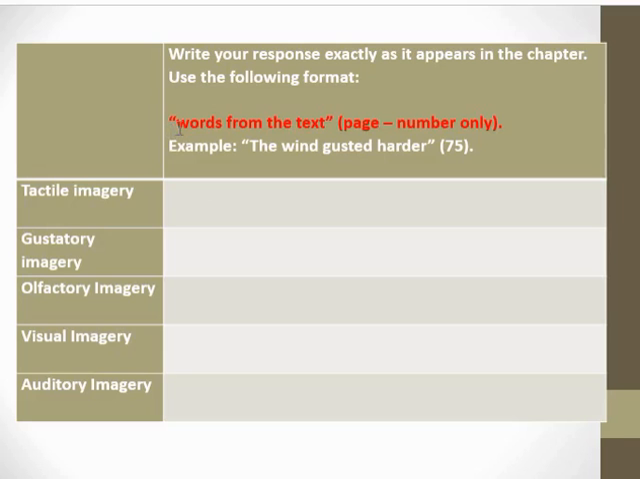Then incorporate the words from the text that you'd like to write. End those quotation marks because you're done stealing from Mr. Ben Michelson. Then write the page. Only include the number, please, not the word page. And then after that, include a period. An example would be, "the wind gusted harder." I know that this is taken directly from the book, from page 75. If you don't believe me, go check. This will help you with your second assignment for the week. Let me know if you have any questions.